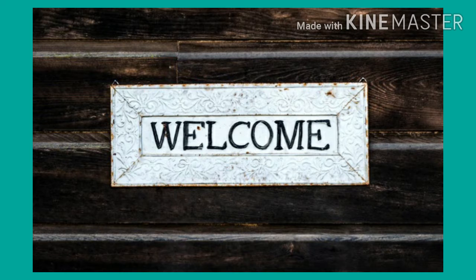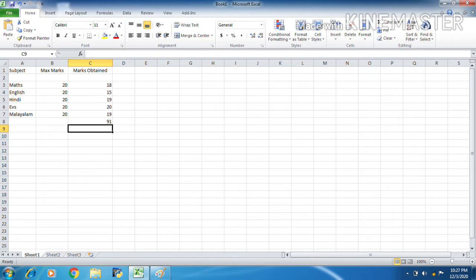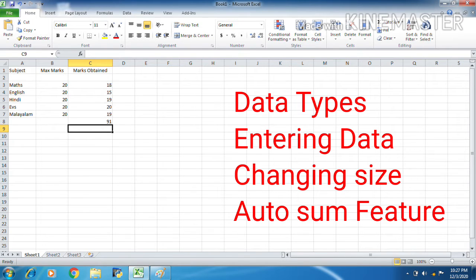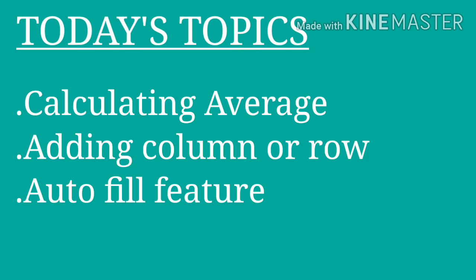Okay. So in our last class, we have learned about different data types and how to enter data into the Excel worksheet, how to change the size of columns, and also about the AutoSum feature of Microsoft Excel. Today, let's learn about how to calculate average, how to add row or column, and also about the autofill feature of Microsoft Excel. Okay, children.